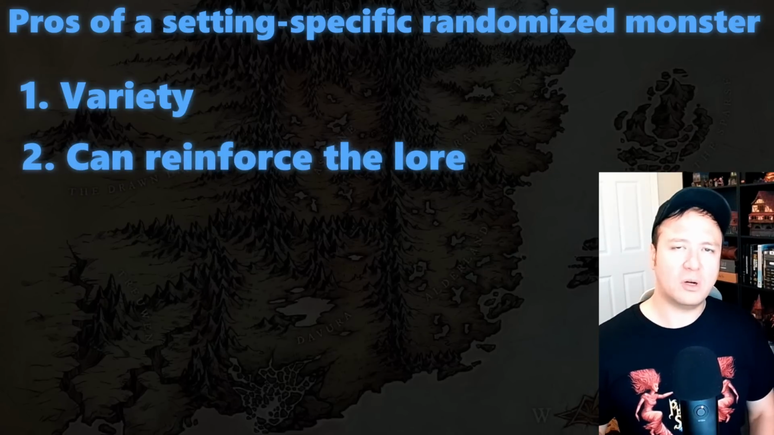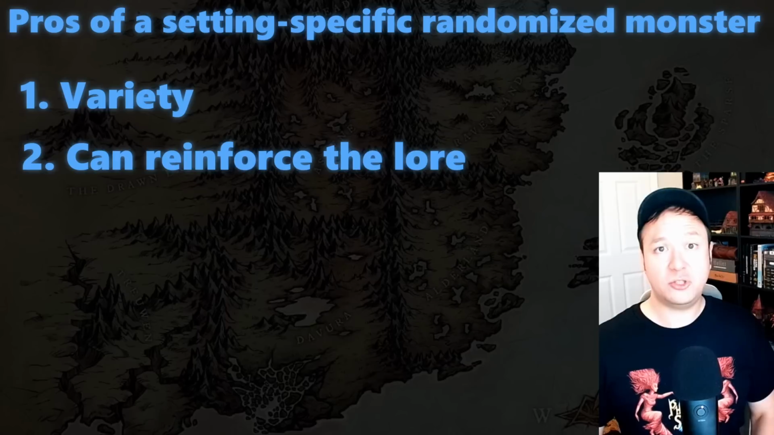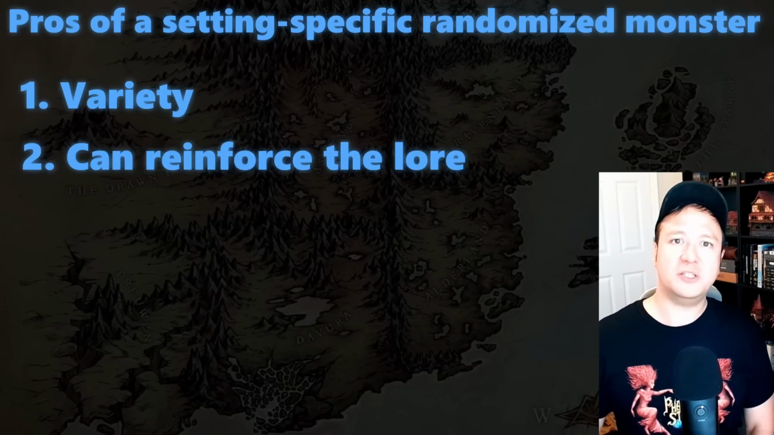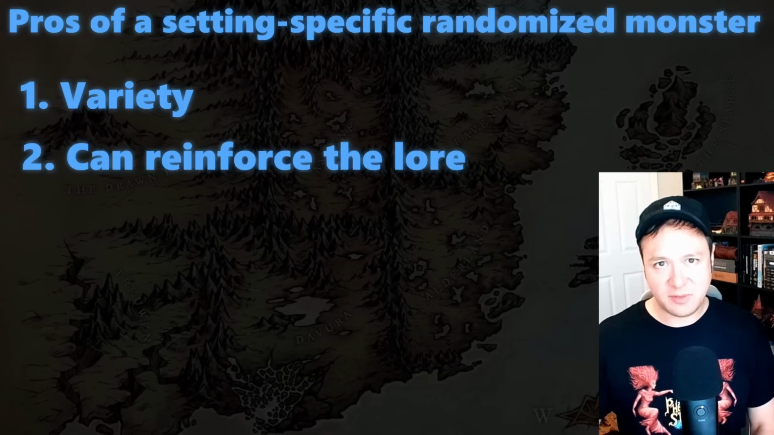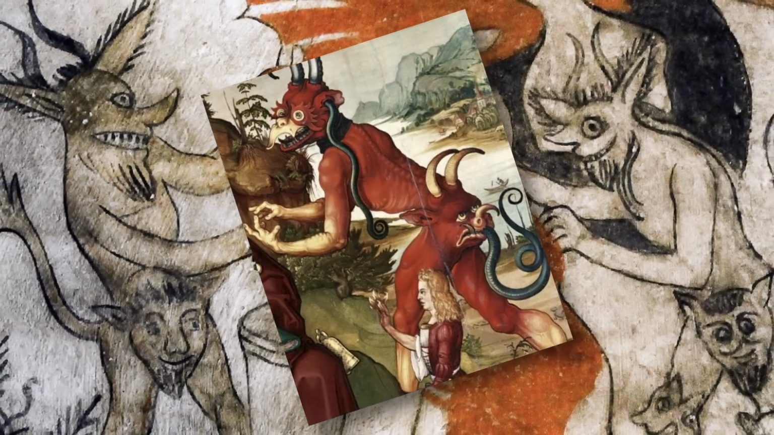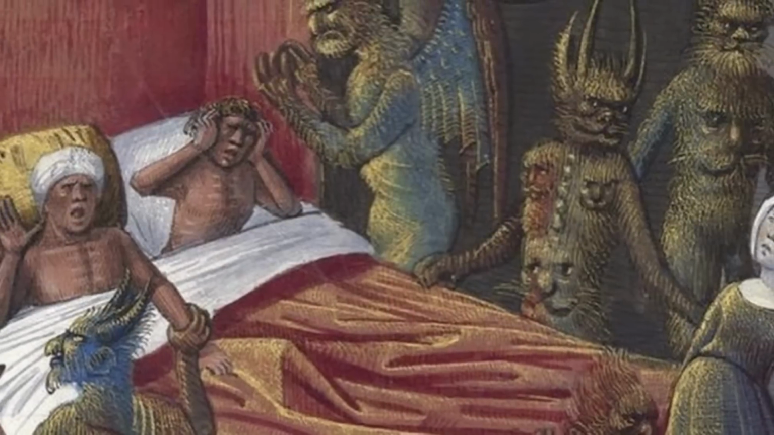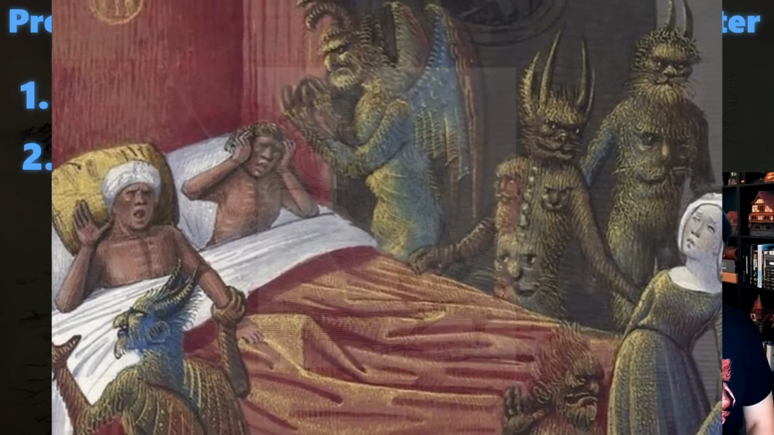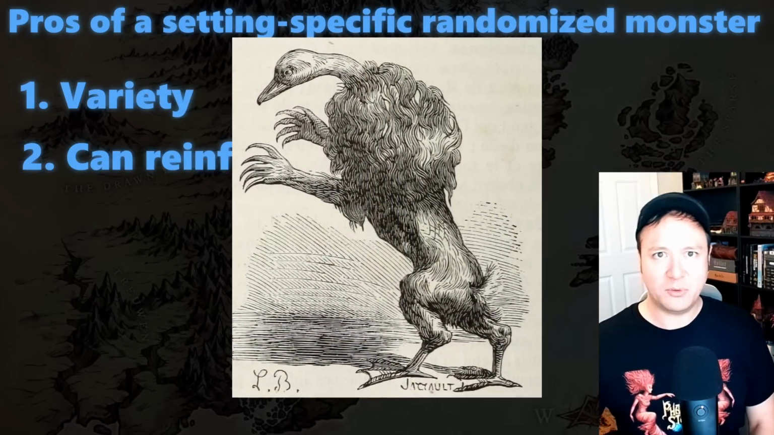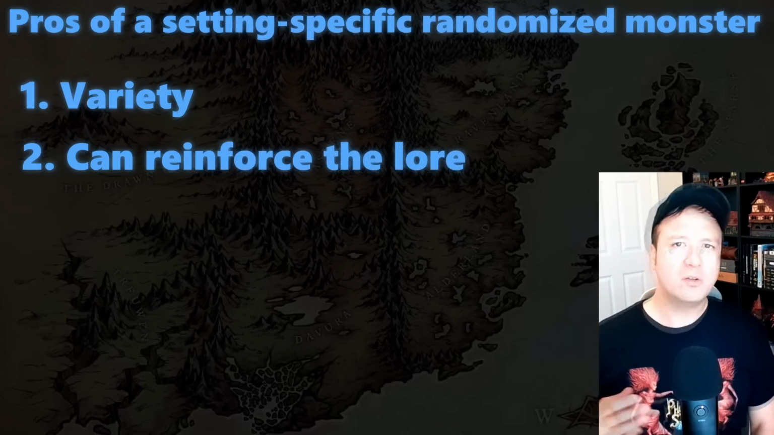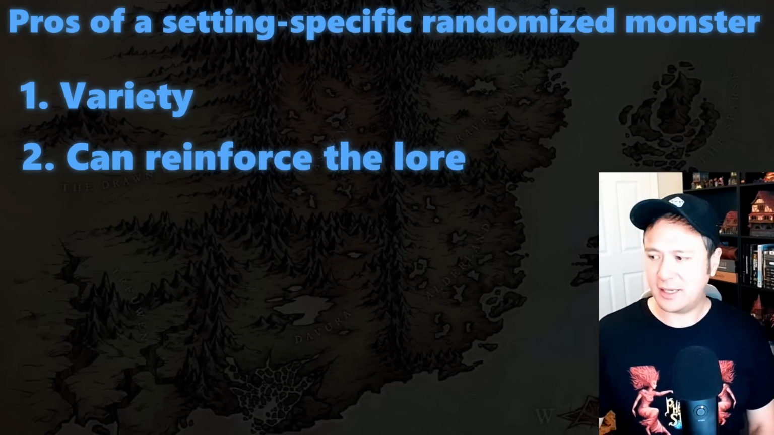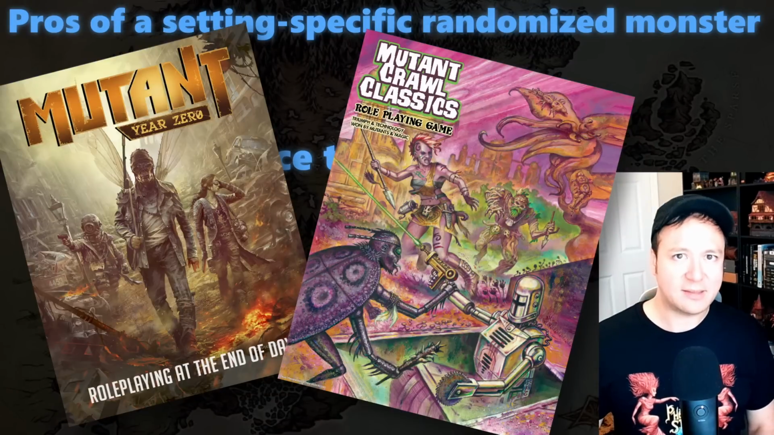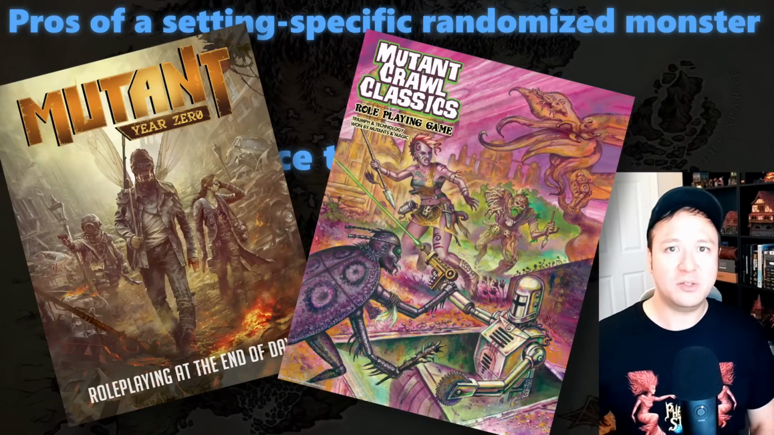Can reinforce the lore. I can't claim to know why setting creator Eric Granström and the writers of Forbidden Lands chose to approach demons as having all these potentially different builds and appearances, but I do know that the modern Judeo-Christian concept of demons is one that depicts them as perversions of the natural order. So to present them as disgusting mutations is pretty much exactly on brand for a demon in a medieval European fantasy-inspired RPG setting. Another perfect setting for randomly created monsters would be an actual mutant-themed RPG like Mutant Year Zero or Mutant Crawl Classics, where the randomness is a feature baked into the soul of the setting.